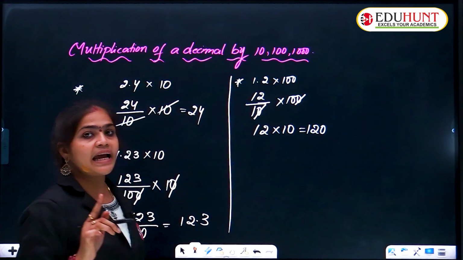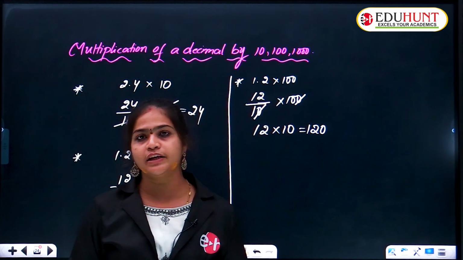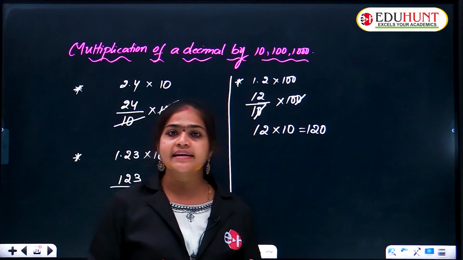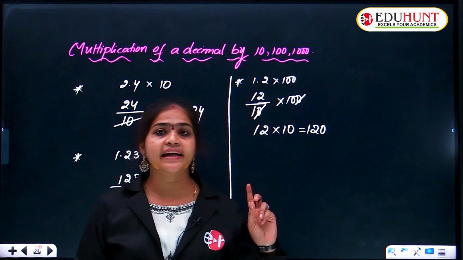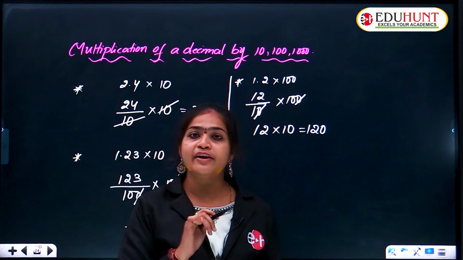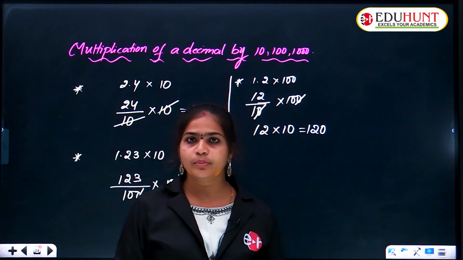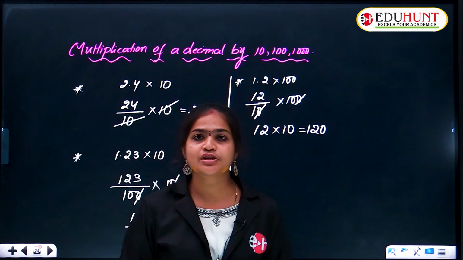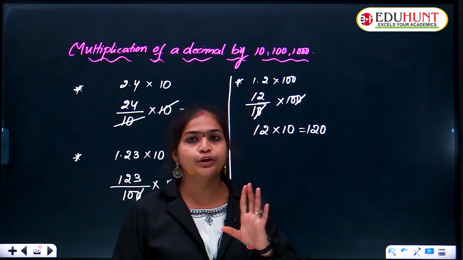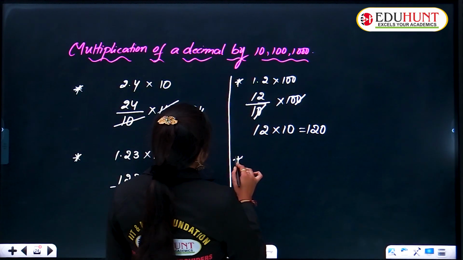And one more thing: cancellation is always possible from a numerator to a denominator only, or a denominator to a numerator only. We should not cancel any two numerators or any two denominators. Even if both have common factors, we should not cancel two numerators or two denominators. Always cancellation is possible only from numerator to denominator or denominator to numerator. Okay? Yes. Next one.